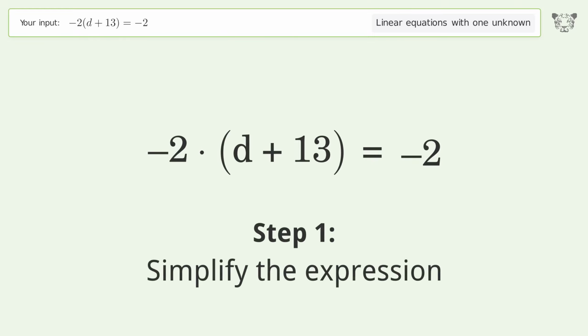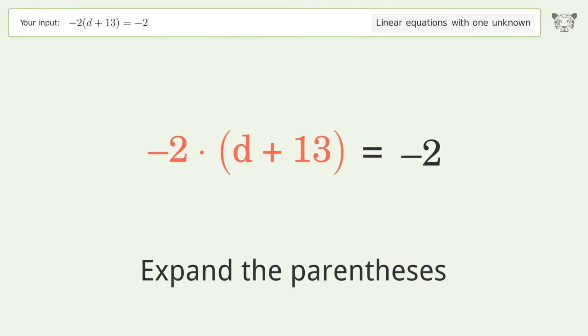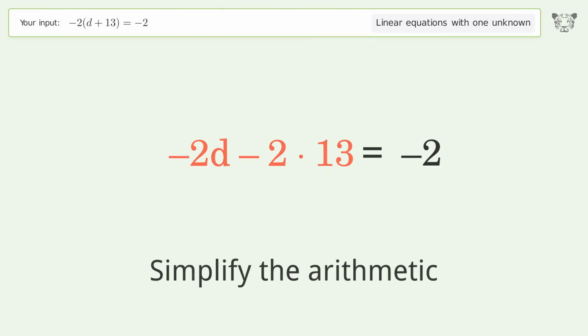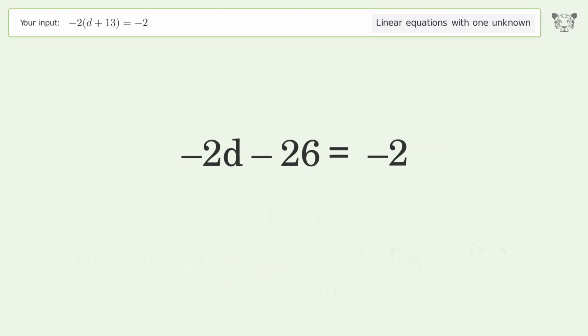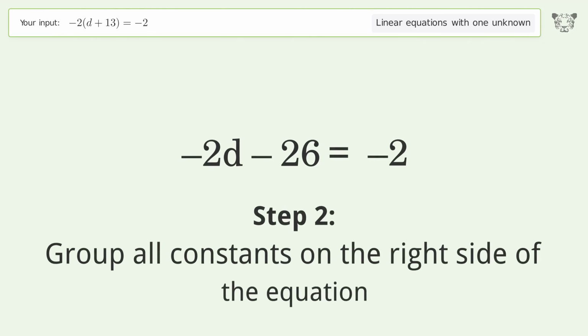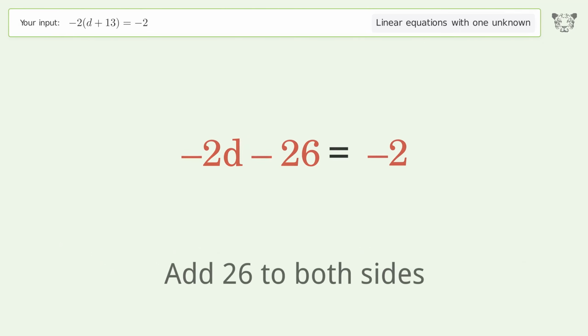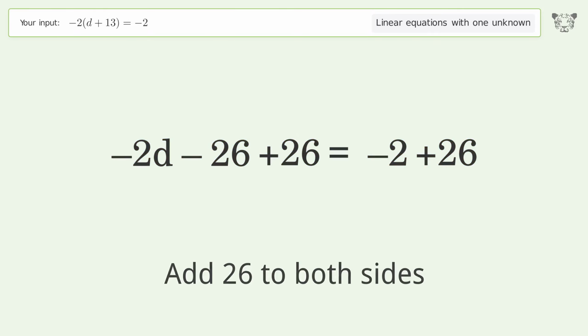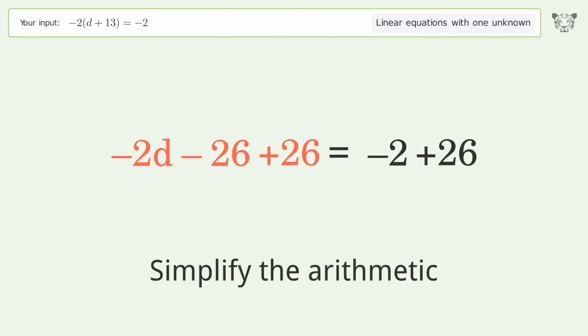Simplify the expression. Expand the parentheses. Simplify the arithmetic. Group all constants on the right side of the equation. Add 26 to both sides. Simplify the arithmetic.